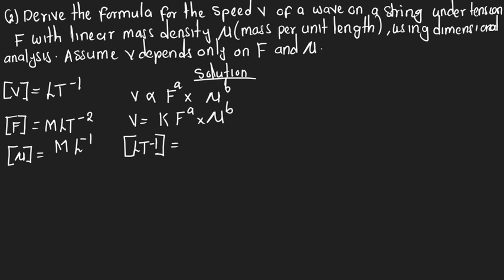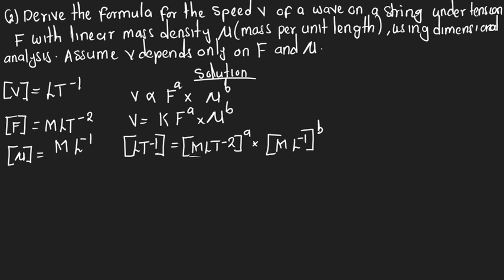Of course, we are now into dimensions, so we won't put the constant K. The dimensions of force are MLT to the power negative 2, raised to the power a. What are the dimensions of mu? It is ML to the power negative 1, raised to the power b. Let's try to derive some formulas.